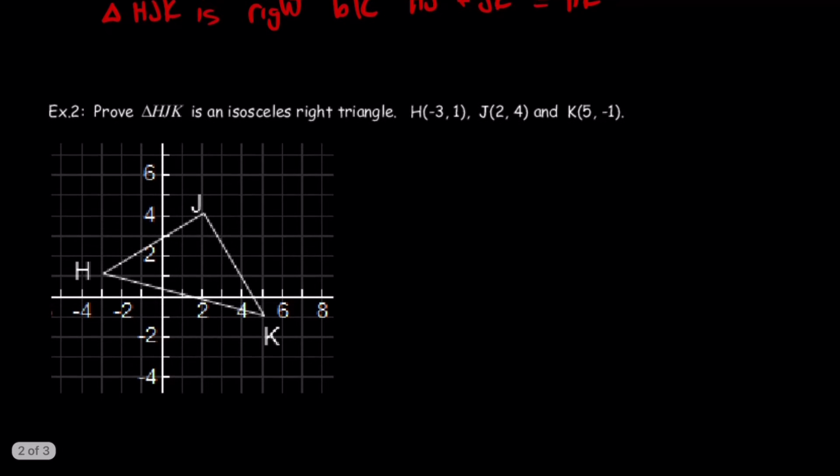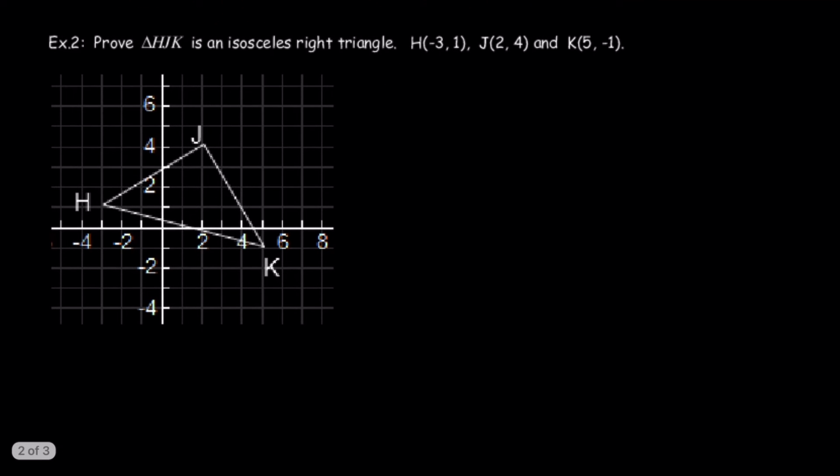Now the next one gets even more challenging because it says prove triangle HJK is an isosceles right triangle. So we have to do two things. Number one, we have to show it's isosceles, which means two equal sides. And then we also have to show it's a right triangle, like what we did up above: a squared plus b squared equals c squared. But regardless of the proof, we have to use the distance formula 3 times.